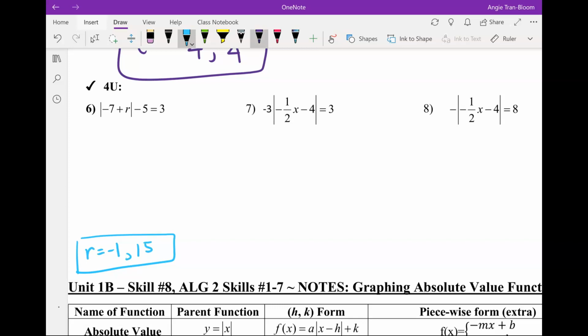Grace, your team, what did you get on 6? We got the same thing. Same thing. And then Trevor's team, what did you get? 15 or negative 1. Okay, so we agree, those are good? Yeah. Any questions or comments here? Now, 7, next three teams. It may be repeating, maybe may not, okay?